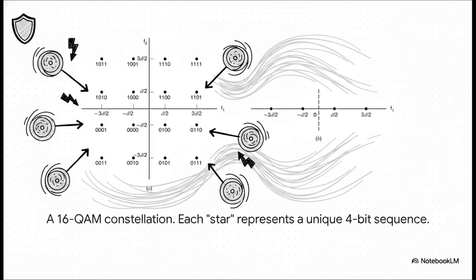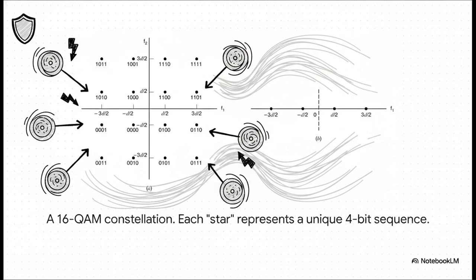I mean, just look at how powerful this is. In this 16 QAM constellation, every single one of those 16 stars represents a unique group of 4 bits, like 1011 or 0010. So by sending just one of these points, what we call a symbol, we've actually transmitted 4 bits of data all at once. So the math is simple.